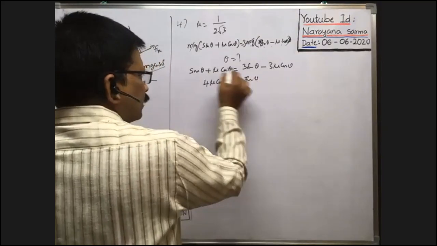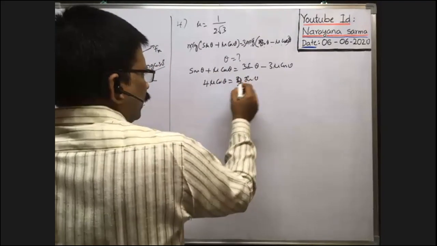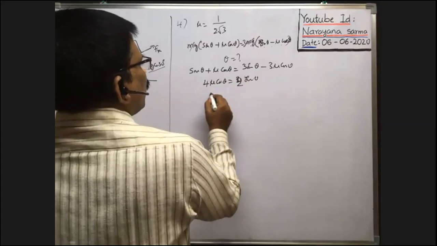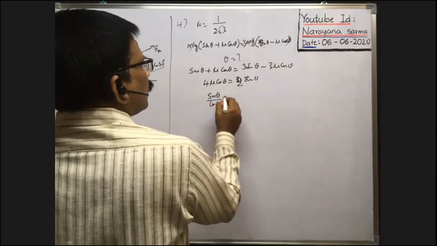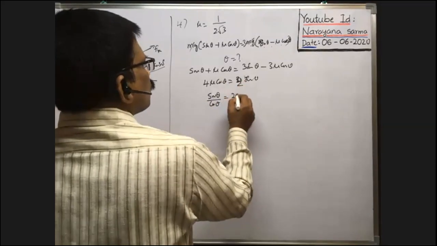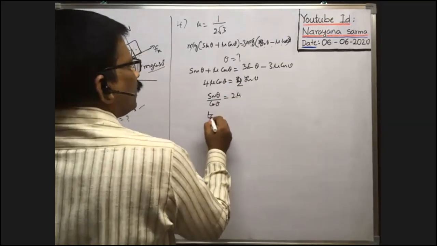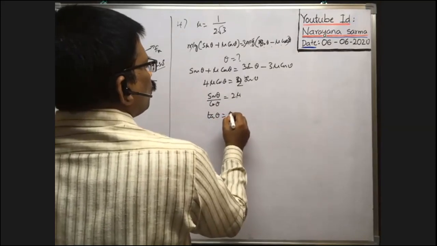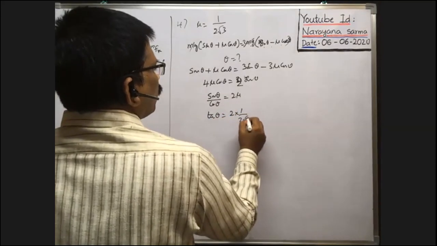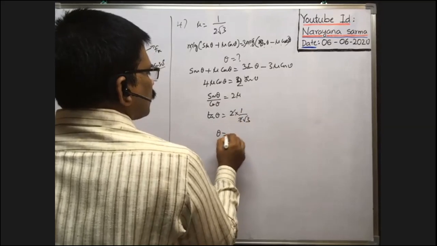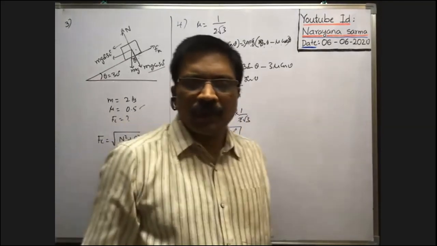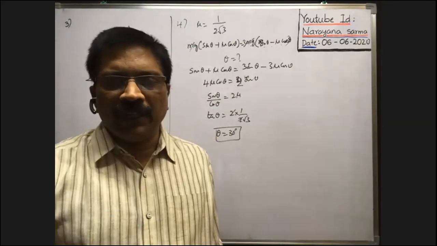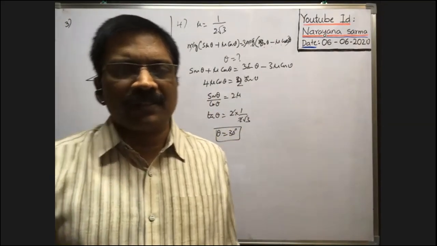3 sin theta minus sin theta means 2 sin theta. Here, the 2s cancel. Therefore, we need sin theta by cos theta equal to 2 mu. Therefore, tan theta is equal to 2 into mu, which means 1 by root 3, since the 2s cancel. Therefore, theta is equal to 30 degrees. So the angle of inclination is 30 degrees.